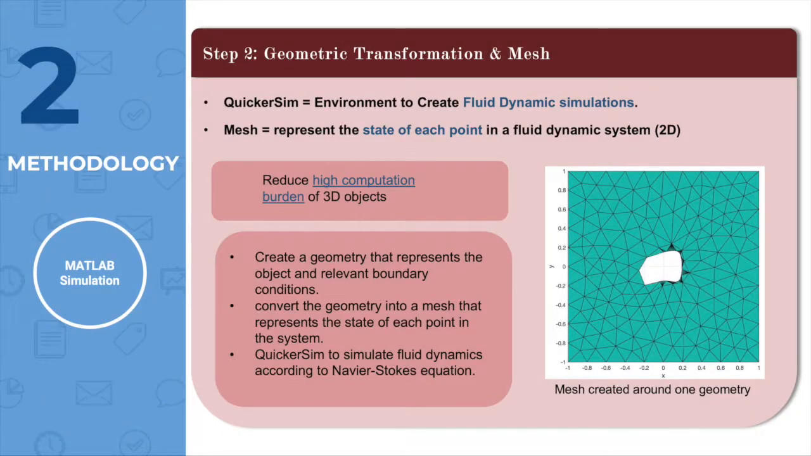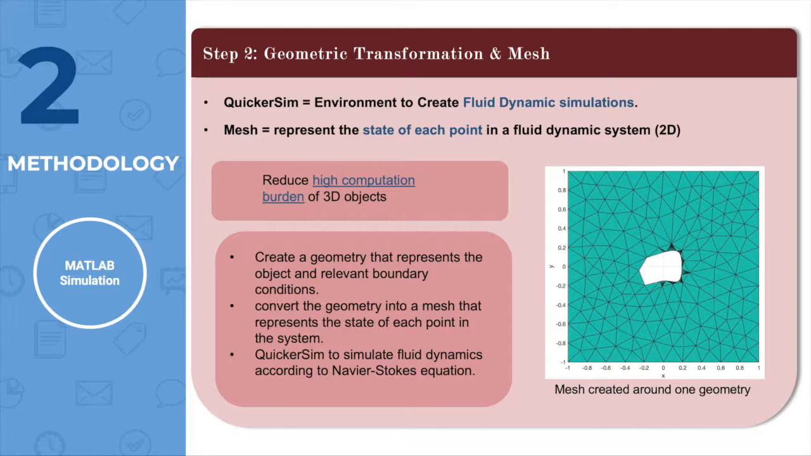Smooth curves are drawn around those dimensions to create an object. Then we map the 3D shape into 2D. We achieve this process by creating a geometry that represents the object in its relevant boundary conditions. Then we create a mesh to represent the state of each point of the system. We use a MATLAB add-on called QuickSim to fulfill this conversion.